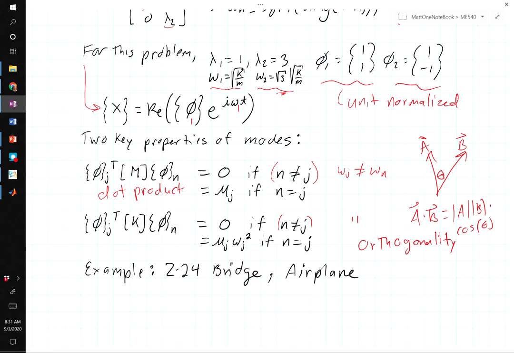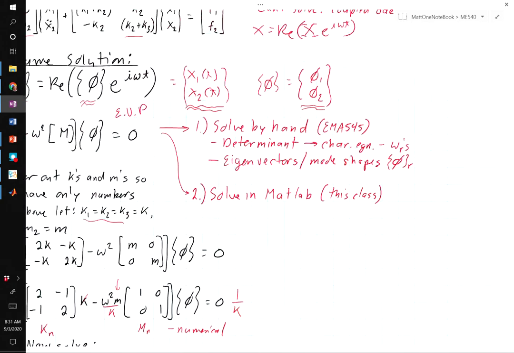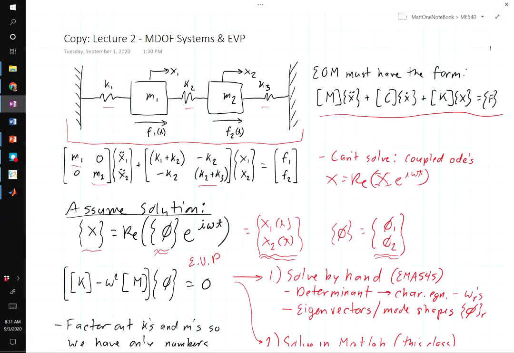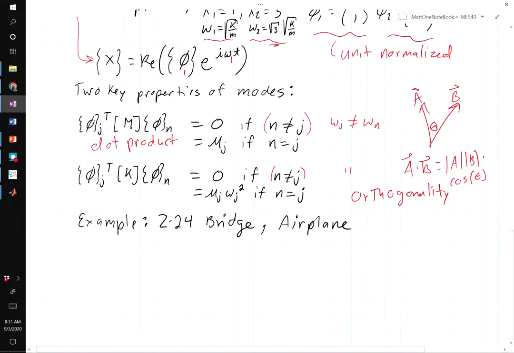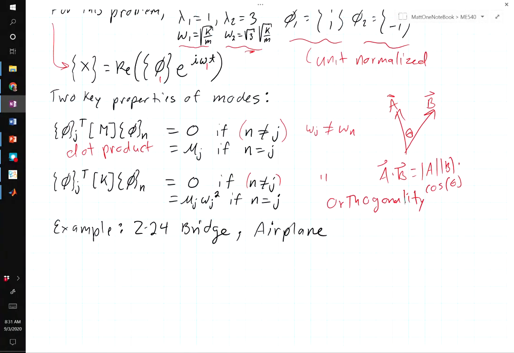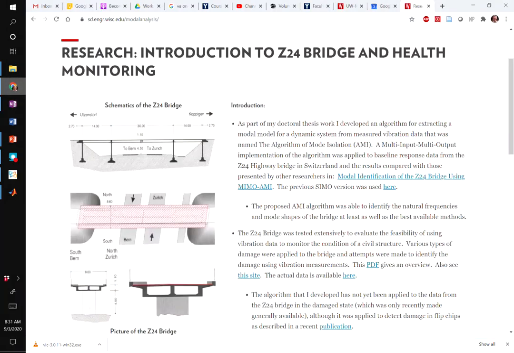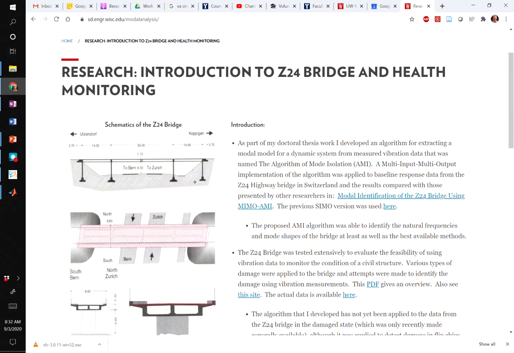And every structure has modes of vibration. This two-mass system has fairly simple modes. We talked about those. But you can take any structure that you can model and you can derive its modes, or in this class we'll learn how to actually measure those modes. So I'll show you a couple examples of that. In my research and as a doctoral student, I looked at this bridge. This was a highway bridge in Switzerland that also had a train track here.